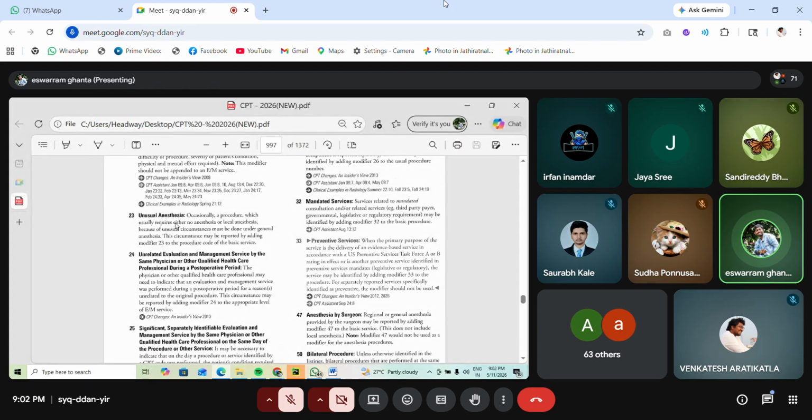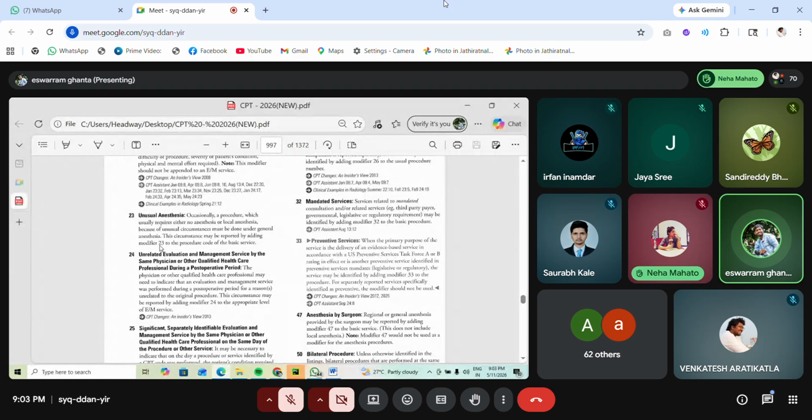Unusual anesthesia in the sense, the patient does not need any anesthesia for the procedure, but in that condition also, if the patient is given anesthesia, in that scenario modifier 23, unusual anesthesia, is given. It is the most commonly used modifier in the anesthesia chapter. Occasionally a procedure which usually requires either no anesthesia or local anesthesia, not requiring any anesthesia because of unusual circumstances, is done under general anesthesia. These circumstances may be reported by adding modifier 23.